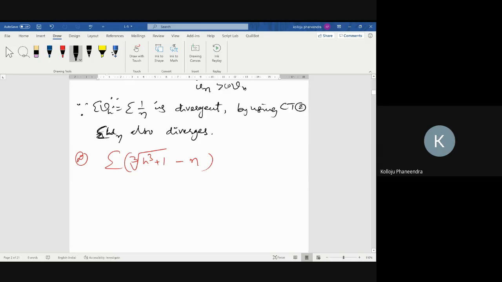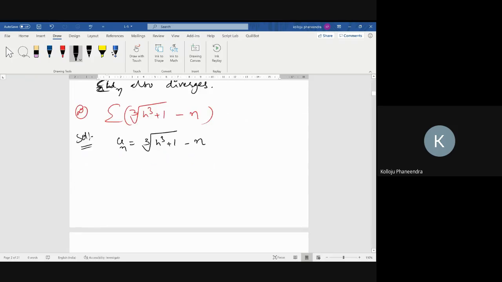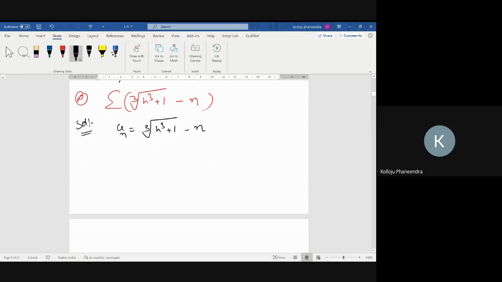Yes? See what is here? Un equal to cube root of n cube plus 1 minus n. Actually, you have to find here a rationalizing factor for this cube root, cube root of a minus cube root of b. That means a to the power of 1 by 3 minus b to the power of 1 by 3. We have to find a rationalizing factor.